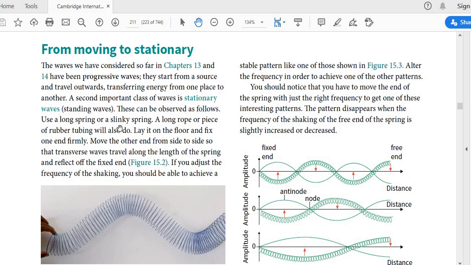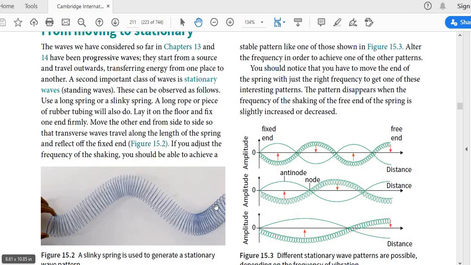Let's see. Progressive waves start from a source and travel outwards, transferring energy from one place to another. A second important class of waves is stationary waves, also called standing waves. These can be observed as follows.